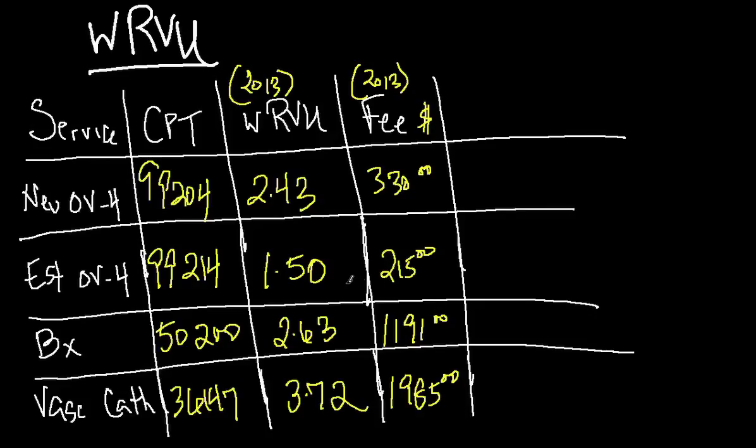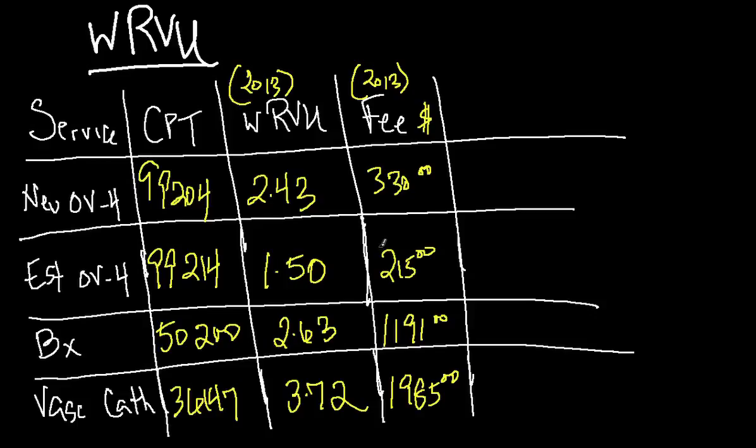So this relationship between wRVUs and fees is not a linear relationship. It's not easy for you to predict how much extra money you'll make if you increase your wRVUs by 30 or 40 or 50%. You'd actually have to look at the services you provided and tally up the fees that are associated with those services if you wanted to know how much extra money you can bill for.